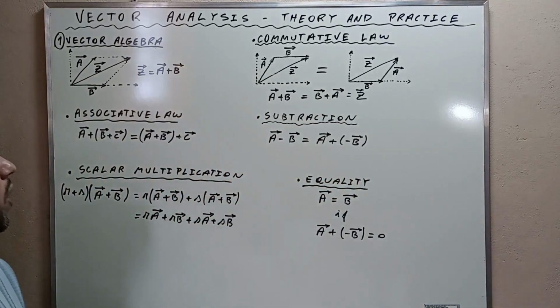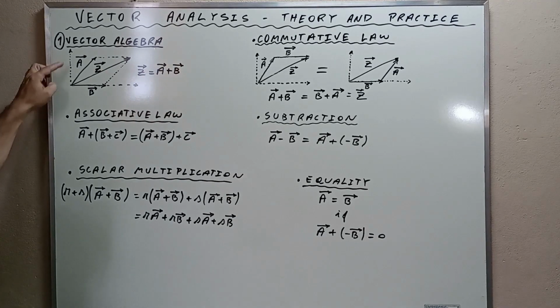A scalar quantity has magnitude but no direction. Examples of scalar quantities include mass, temperature, and time. A vector quantity has both magnitude and direction, and examples of vector quantities are velocity and force.